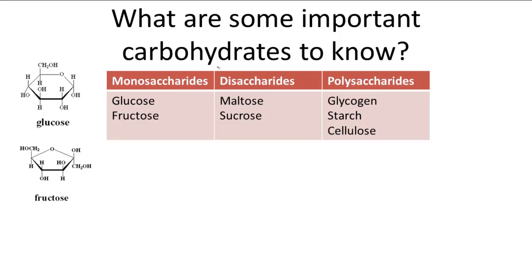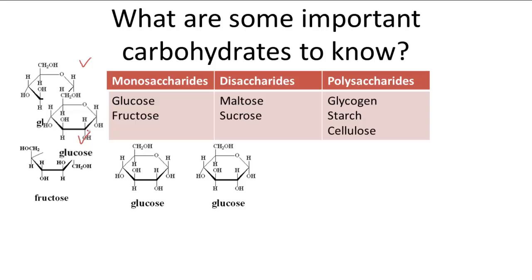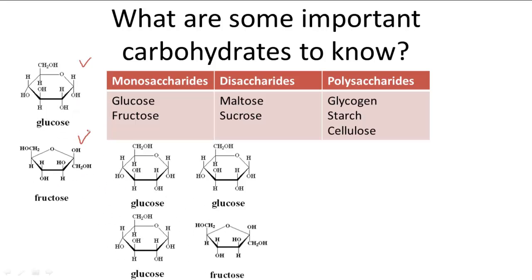Here are some important carbohydrates you should know. We already learned about glucose and fructose, which are here in their ring structures. Disaccharides are really straightforward. Maltose is made of two glucose molecules, and sucrose is made of a glucose and a fructose molecule. Sucrose is just known as our everyday table sugar.